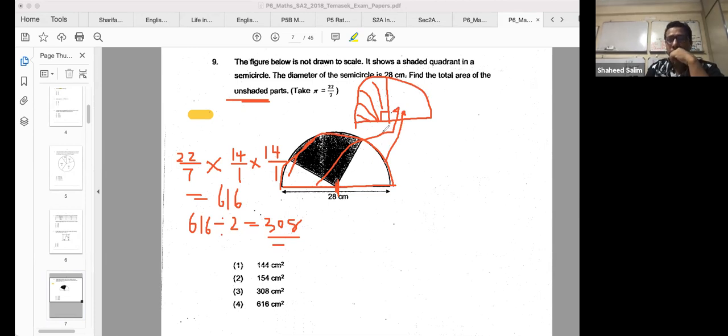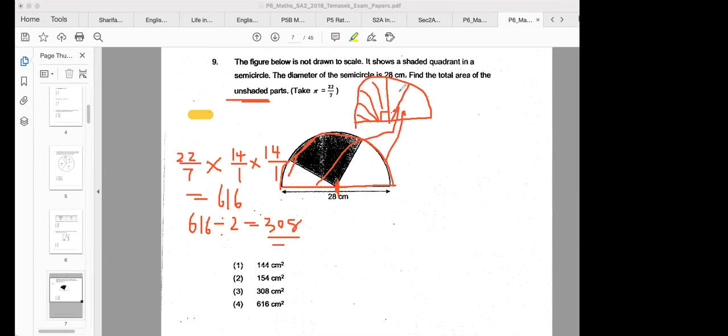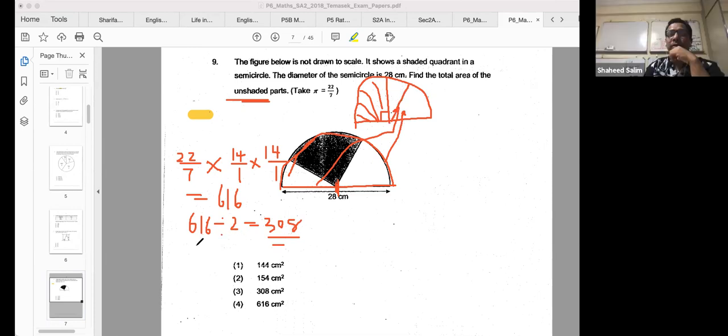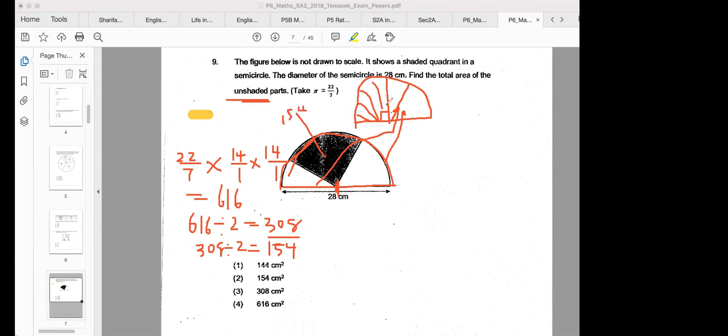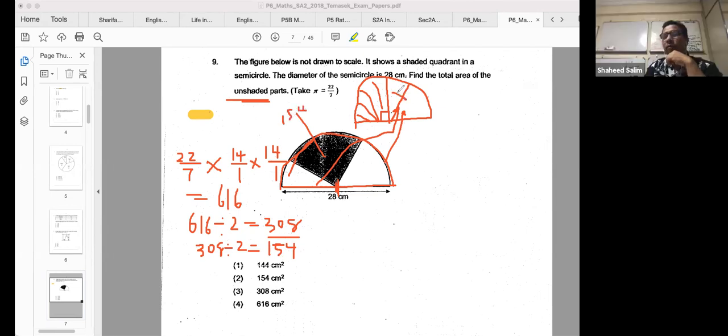Maybe you have something like that. There's a line on here. Can you see? So that means I divide 308 by 2 again. So I get 154. So this is 154, number 2. Yes, but this one is also 154. Both of these. I hope you get it.